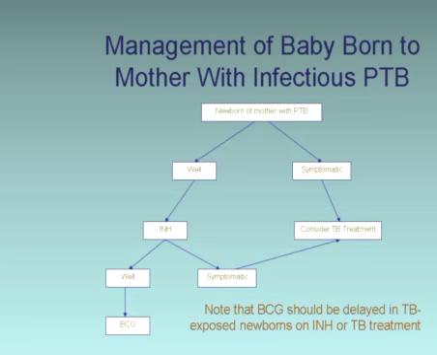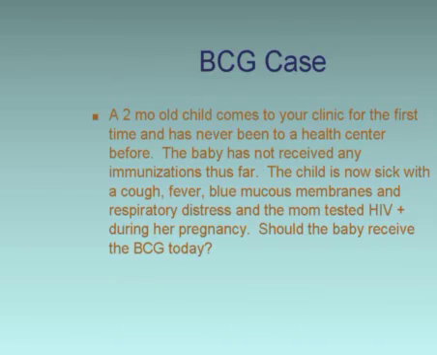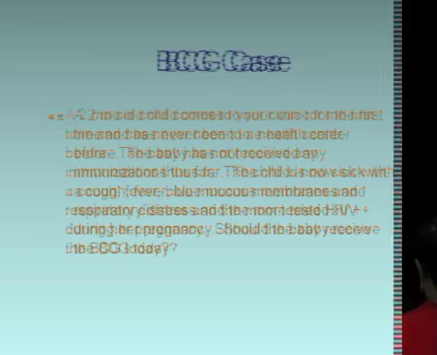So we see quite a bit of this. So this just goes through the story of what I just explained. A 2-month-old child comes to the clinic for the first time, has never been to a health center before, was born at home. The baby has not received any immunization so far. The child is now sick with a cough, fever, bleeding mucous membranes, respiratory distress. Mom tested HIV positive during her pregnancy. Should this child get BCG? No. Symptomatic HIV should not get it. So the child is sick at this visit, is likely symptomatic, should not be.